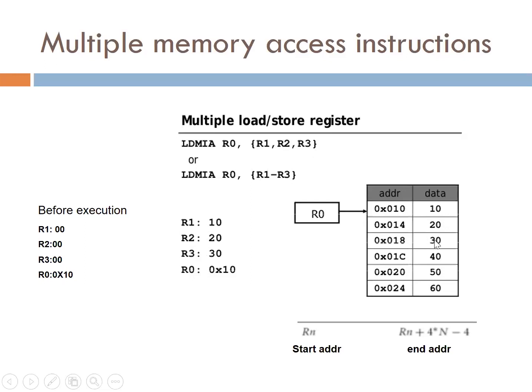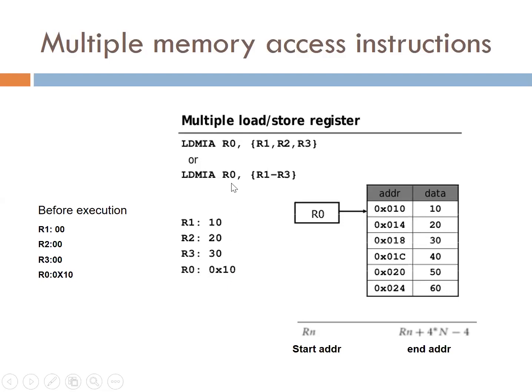Now, after loading the last data, what is the suffix you have used here? Increment after. So after loading the last data, the memory address will be incremented, and finally it will be pointing here. Okay, now this is the operation. Now after execution, as you are seeing, R0 is having 0x10 only, but according to our operation, the memory pointer was pointing to 01C, but this is not updated in register R0.